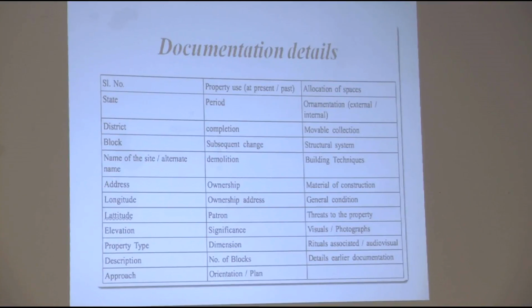The ornamentation, internal and external, is for the design patterns and iconography also. Movable objects go to the iconographic database if you are integrating it. Then the building techniques and material for conservation go to the construction engineering databases, and the rituals and associated audio visuals will go to map the community.